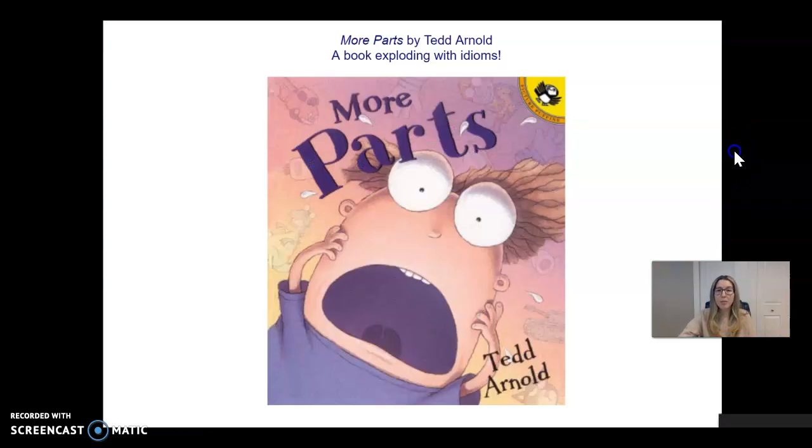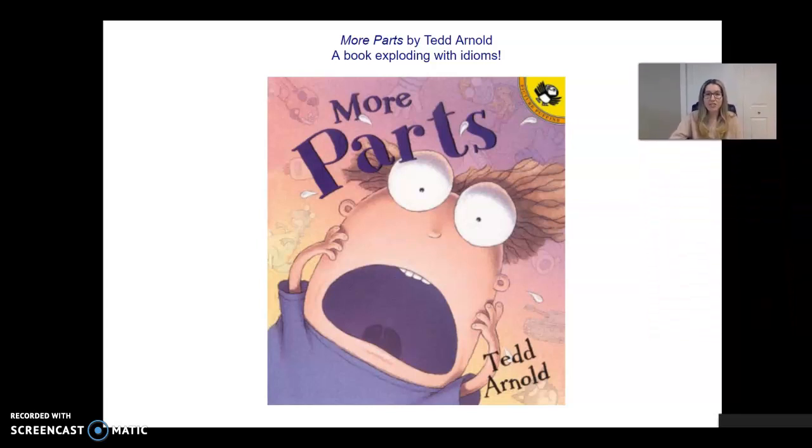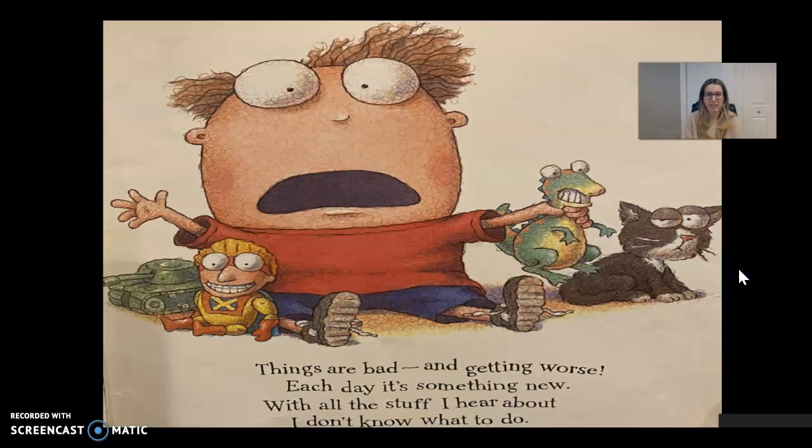So today we're going to be reading a book called More Parts by Ted Arnold. Throughout the reading, I'm going to be pausing and you'll see some questions that pop up. This book is written using a majority of idioms. So the author is really keeping the reader engaged with these idioms and making it humorous at the same time. I want you to also focus on the illustrations that are shown and see how they match those idioms as well. Okay, so be focusing on those illustrations and on the meaning of these idioms as I read.